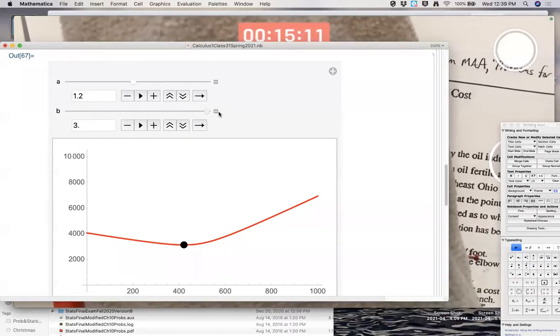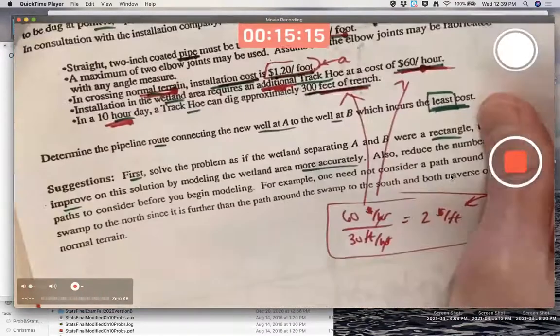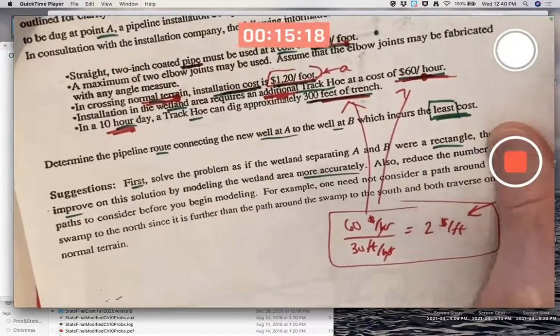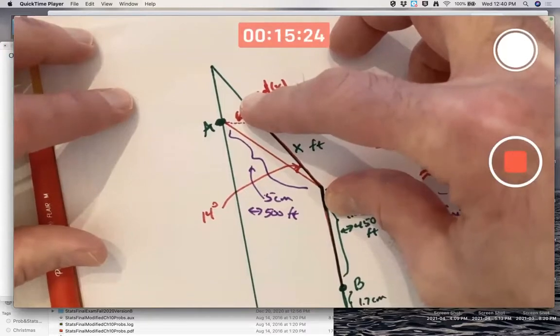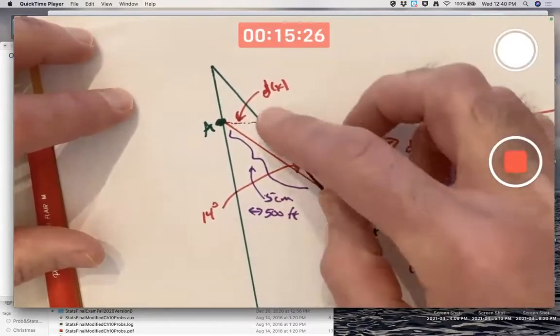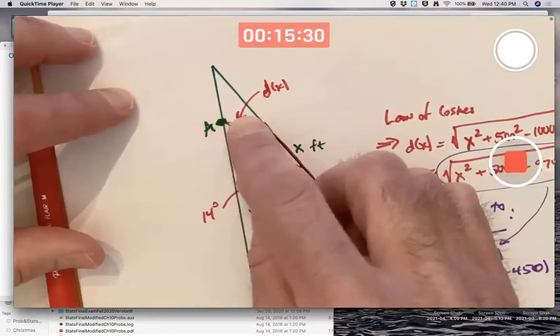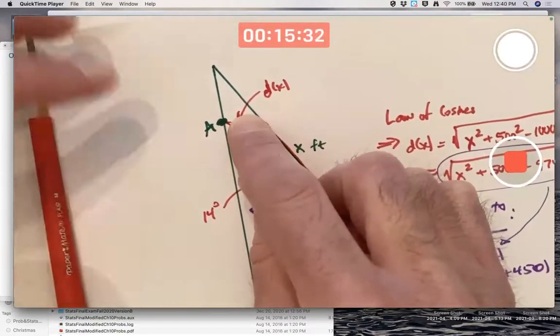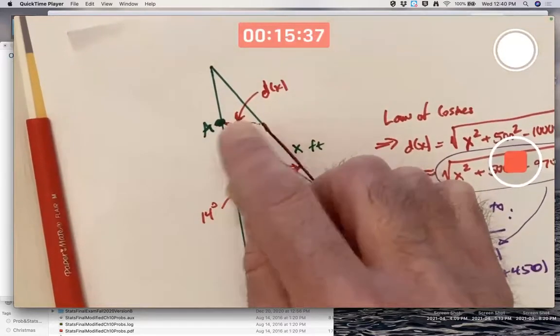Interesting. As B increases, as this track hoe cost increases, then X increases. You want a longer value of X when B is higher. That should make intuitive sense because a higher value of X is going to result in a shorter value of D of X. And if B is higher, that means the track hoe cost is higher. You would want a shorter value of D of X there.